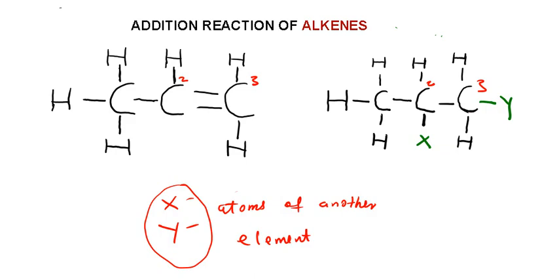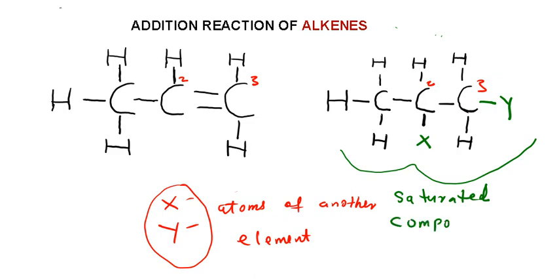But what you have to note here, as I keep emphasizing, is that addition of these atoms of another element to alkane will always remove its unsaturated nature and produce a saturated organic compound. So if you look at this now, this becomes saturated. This becomes what? Saturated compound.